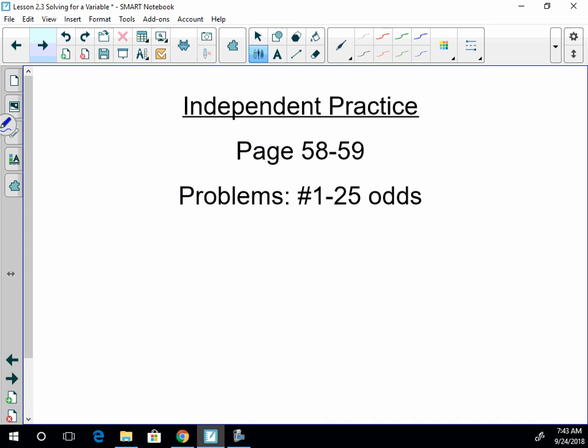So your independent practice tonight is on pages 58 to 59. You'll find that in your online textbook, and you're going to do problems 1 through 25, only the odds.